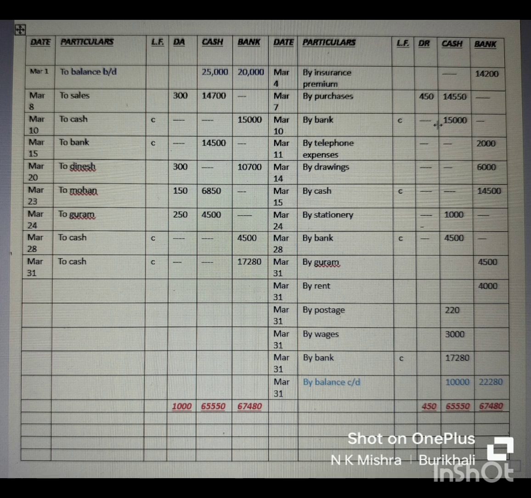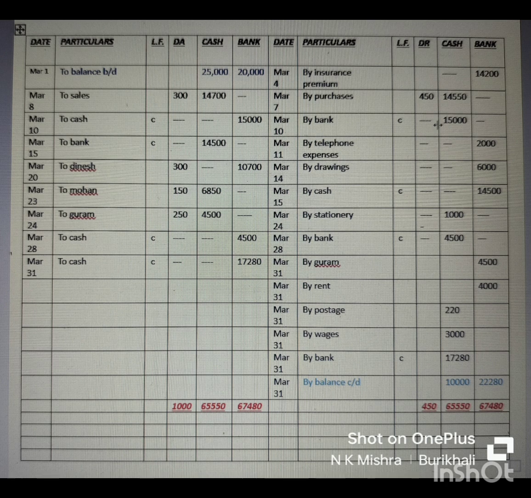Next, withdrawn from bank for personal use. Whenever you are withdrawing from bank for personal use, it is termed as drawings. Okay, so by drawings account I showed in the credit side, because money is going away from the business, I have to show it in the credit side, and the name will be drawings. Why? Because it is personal use, not for office use. So by drawings account, and the money is going away from bank, so in the bank column I have written the amount, that is 6,000.